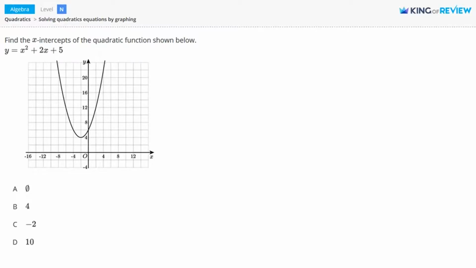Find the x-intercepts of the quadratic function shown below. Y equals x squared plus 2x plus 5. So in this problem, we want to find the x-intercepts of our function.